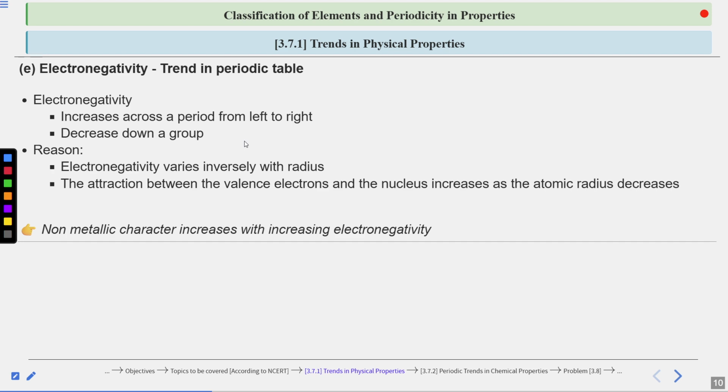Now, non-metallic character increases with increasing electronegativity. So this is very, very important to notice. As the metallic character decreases, the electronegativity increases. And as the non-metallic character increases, the electronegativity also increases. Got it? I guess it is clear to all of you what the trend is and what the reason behind it is.